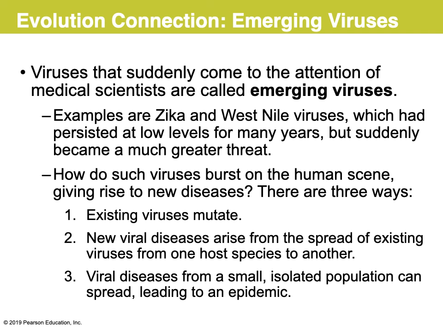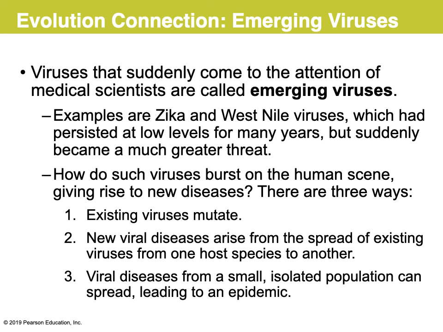So new viruses that suddenly come to the attention of medical scientists, such as COVID-19, are called emerging viruses. Examples were Zika and West Nile virus earlier in the chapter. They'd been around, they weren't totally new. They weren't novel like COVID-19, but they'd been around, and then suddenly became a bigger threat. Why? Well, there are three ways in which a virus suddenly becomes a big deal in the human population. One is existing viruses mutate.